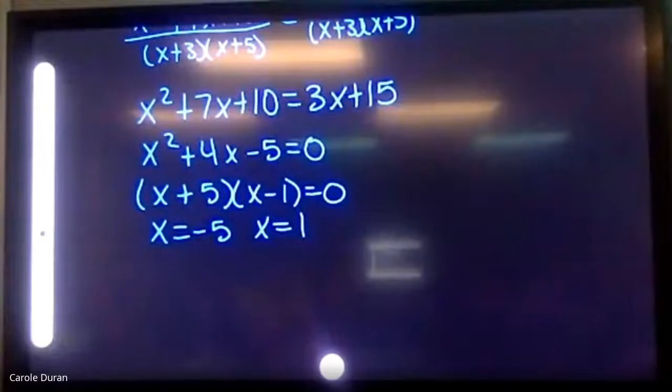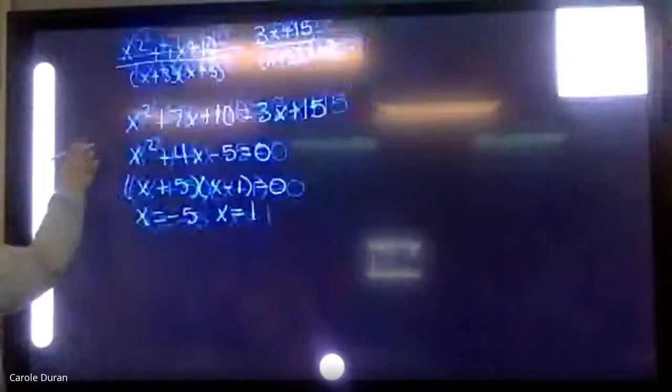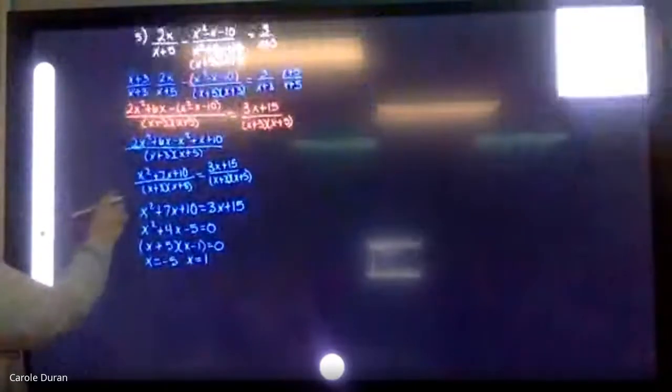Yes, ma'am. Yes, we still have to check it. We don't just blindly assume that just because I got the answer that it works. We could, but it would be incorrect, because I can tell you the negative 5 is not going to work. So let's take that negative 5 and plug it in and show that it is not going to work. You're right, but let's prove it. So we're going to take it back to the original problem. So this one right here. How do I automatically know it's not going to work?